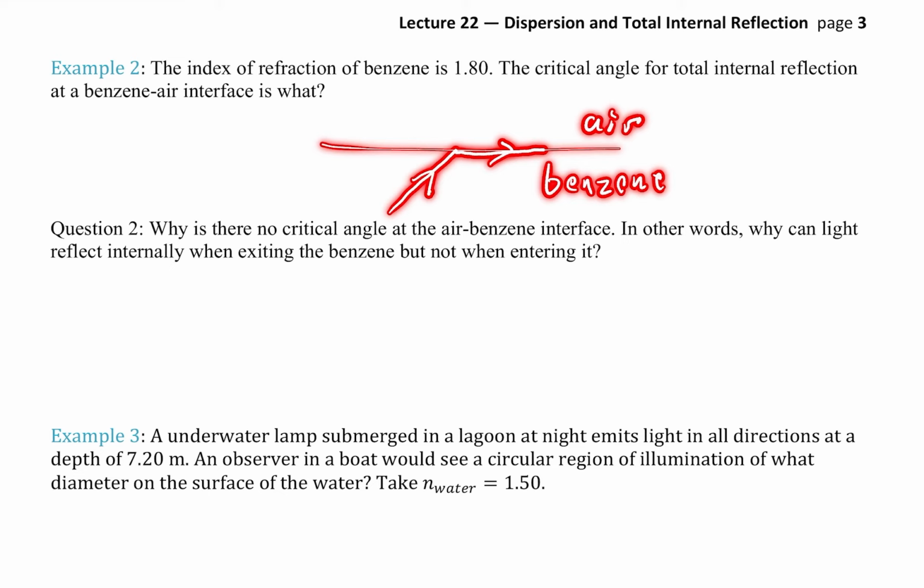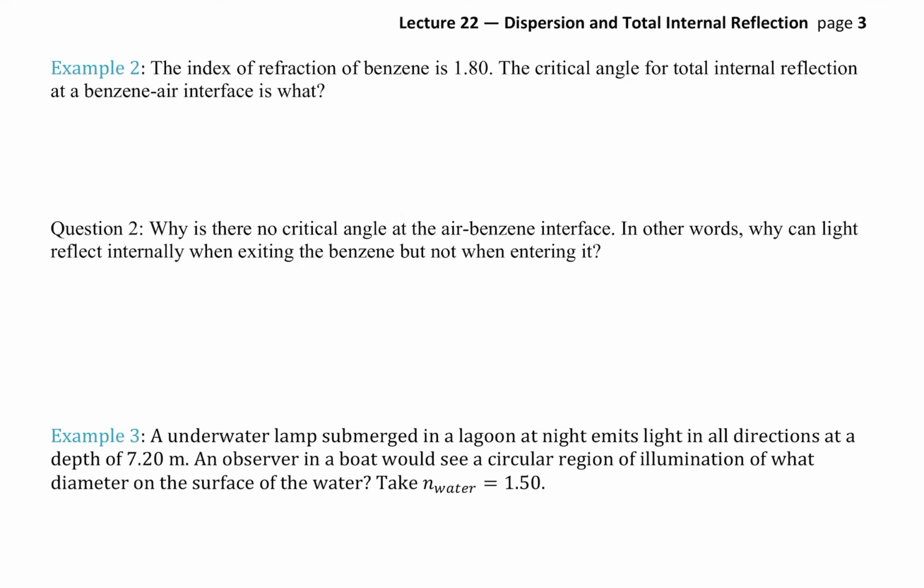In practice, when this happens, you would notice a glimmer of light on the surface of the benzene. That would be the real-life manifestation, the messy real physics of seeing total internal reflection. You actually see it glinting or glimmering at the top of that fluid.